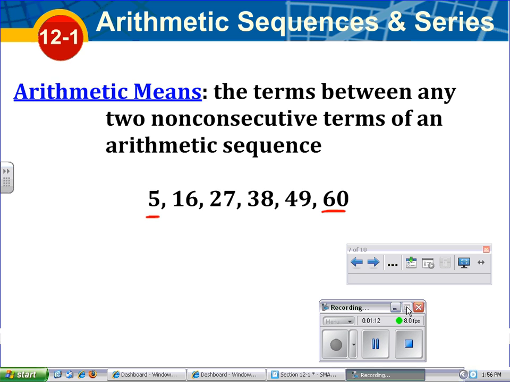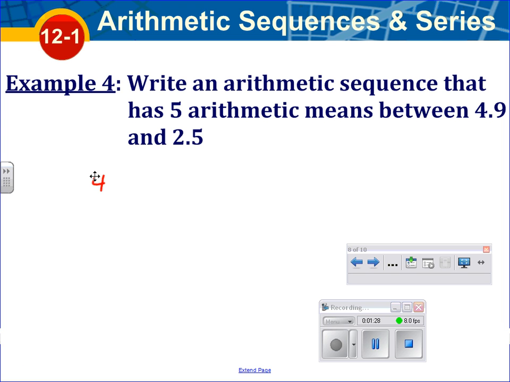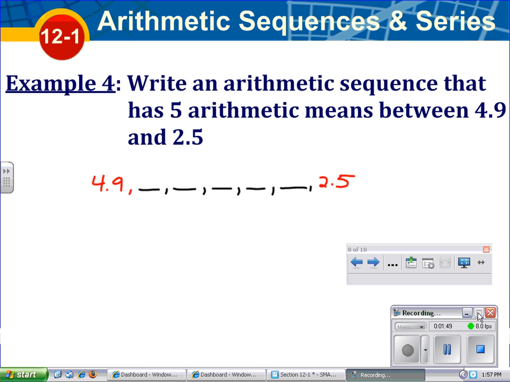Sorry about that. Okay, so let's do an example with the arithmetic mean. We want to write an arithmetic sequence that has 5 arithmetic means between 4.9 and 2.5. So what's happening there is 4.9 is my first term. Then I have these 5 terms in between there, 1, 2, 3, 4, 5, and then 2.5 is on the end. So this question is asking me to complete that, basically. I need to figure out what my D is so that I can figure out what's going on there.